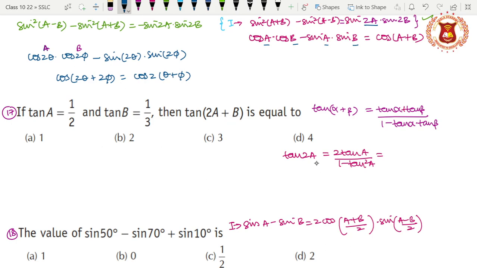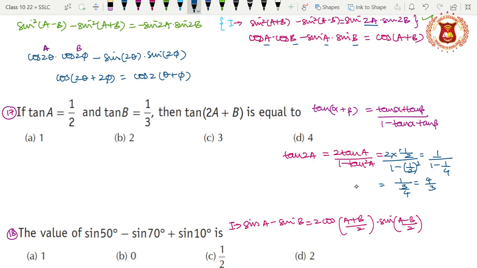Now as we all know, tan 2a is equal to 2 tan a divided by 1 minus tan square a, right? We all know this identity. Now tan a is equal to half here, so 2 into half whole divided by 1 minus (1 by 2) whole square, is equal to 1 divided by 1 minus 1 by 4, which is 1 divided by 3 by 4. 1 minus 1 by 4 is, again I am telling you, 3 by 4. 1 by 3 by 4 is 4 by 3.